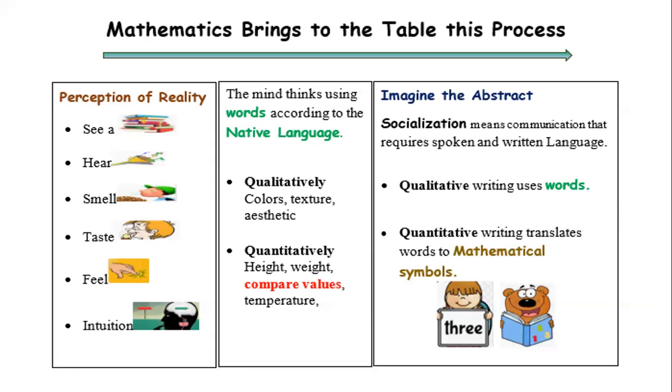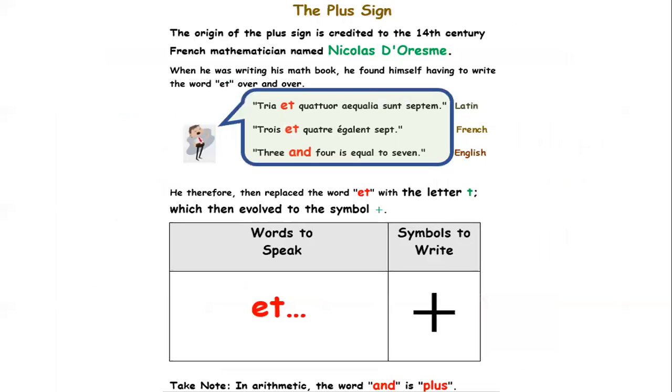mathematical symbols. Okay, so the word 3, here is the symbol for it. And there are many more examples. Okay, and that happens a lot in maths, translating words to symbols to facilitate written communication. So you can consider mathematics to be a language of quantitative communication. And this is reinforced by, for example, let's analyze the plus sign.